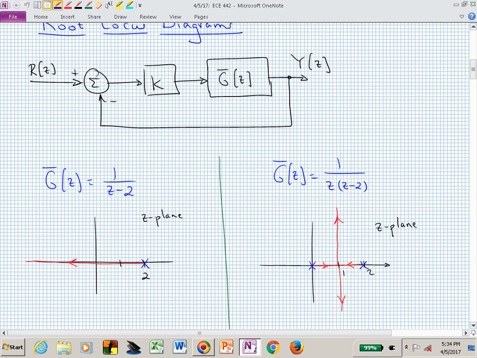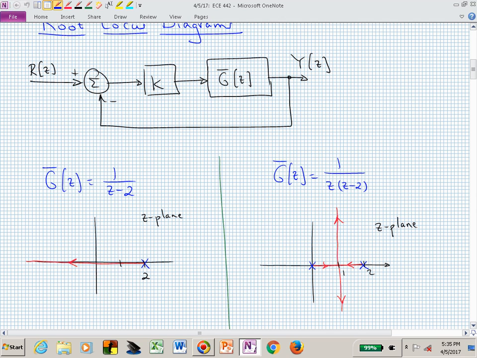On the one on the left, the one pole system, if I isolate a point, let's say at the origin, and I stand at the pole and I say, what angle do I need to turn through to get to that point, the origin, I can see that I'm turning through 180 degrees. So all points to the left of that pole are on the root locus.